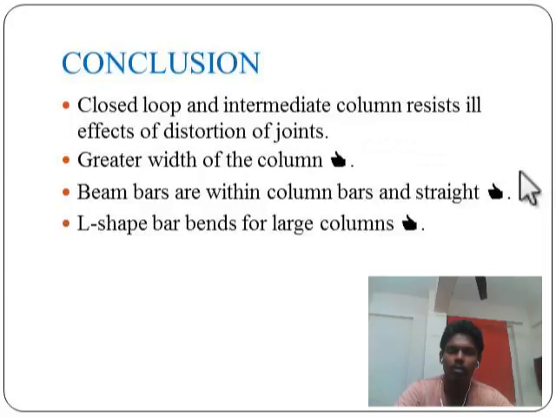The conclusions are: closed loops and intermediate column bars resist the ill effect of distortion of joints. Greater width of the column should be provided. Beam bars within the column bars should be straight, and L-shaped bars bent for large columns.